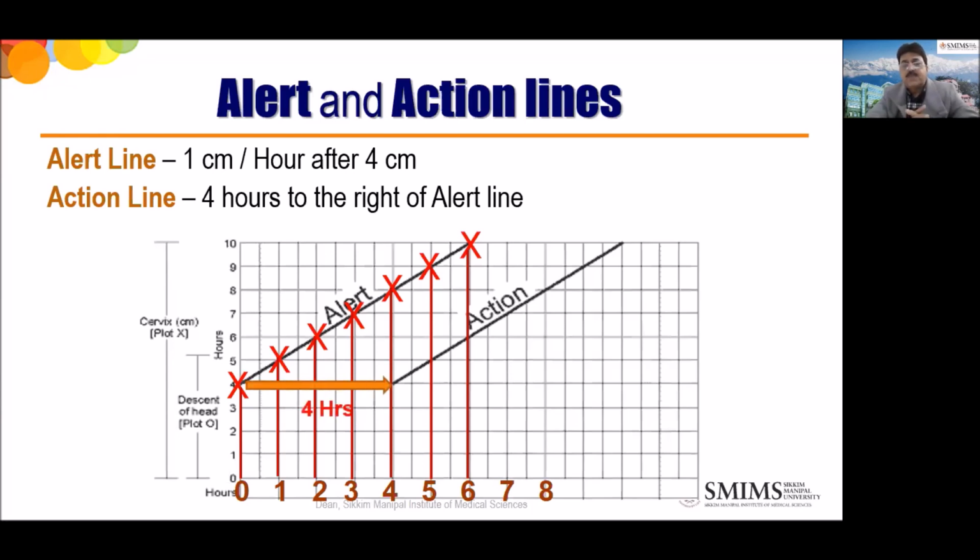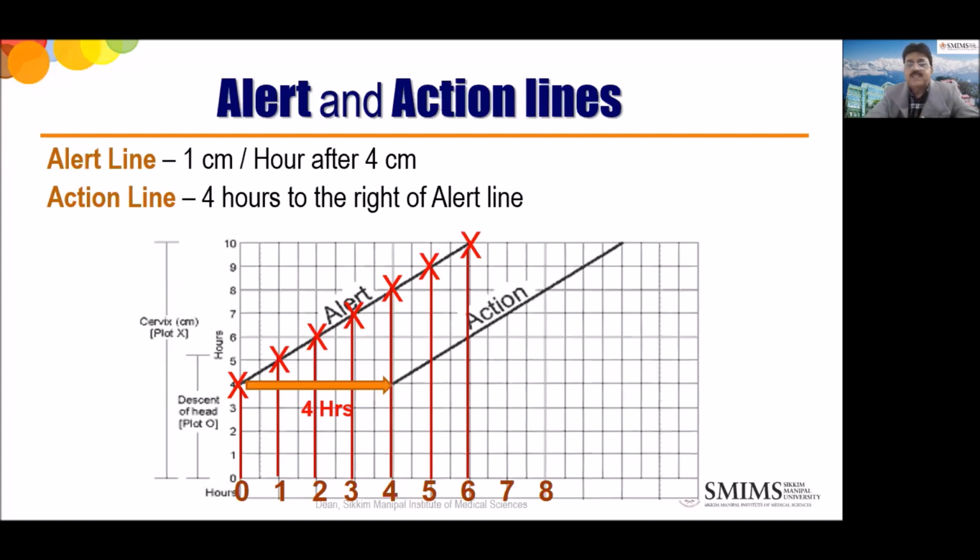That means, suppose the labor progress line that you are drawing crosses the alert line, you are alerted that there could be some problem. You have to reassess. But if it crosses the action line, you have to take action. What is the action? If the patient is not fully dilated yet, even in second stage, sometimes you may take her up for emergency cesarean section. That is the action. That's what we expect.